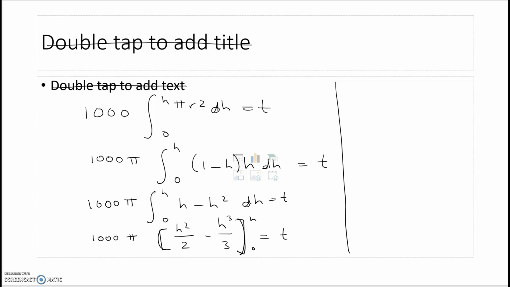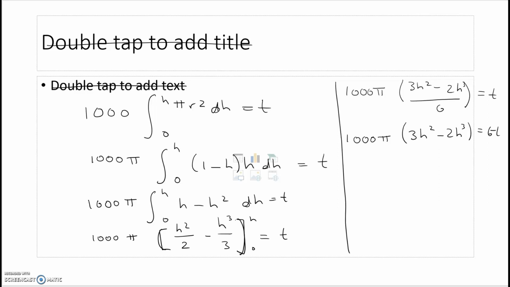Now let's get rid of those fractions. Let's put a common denominator in. So we've got 1000 pi times (3H squared minus 2H cubed) over 6, and that's going to equal T. We could put the 6 on the other side, it doesn't really matter, so 1000 pi times (3H squared minus 2H cubed) equals 6T. Done.